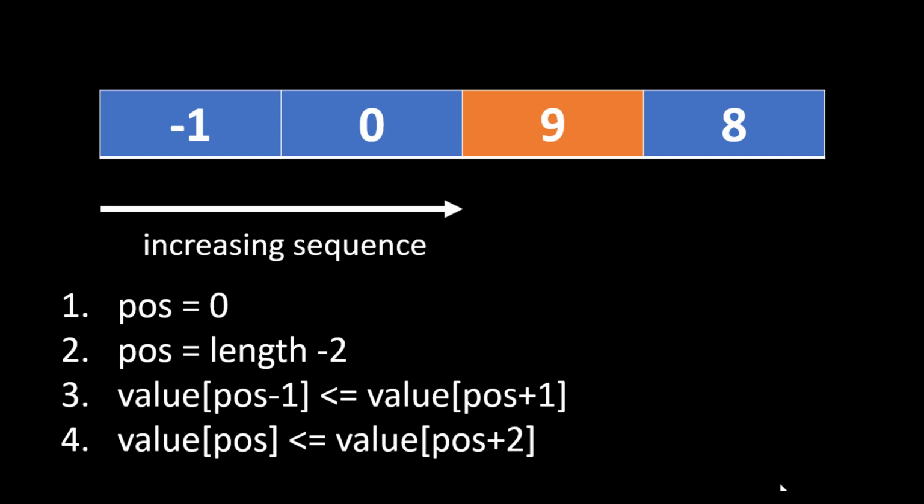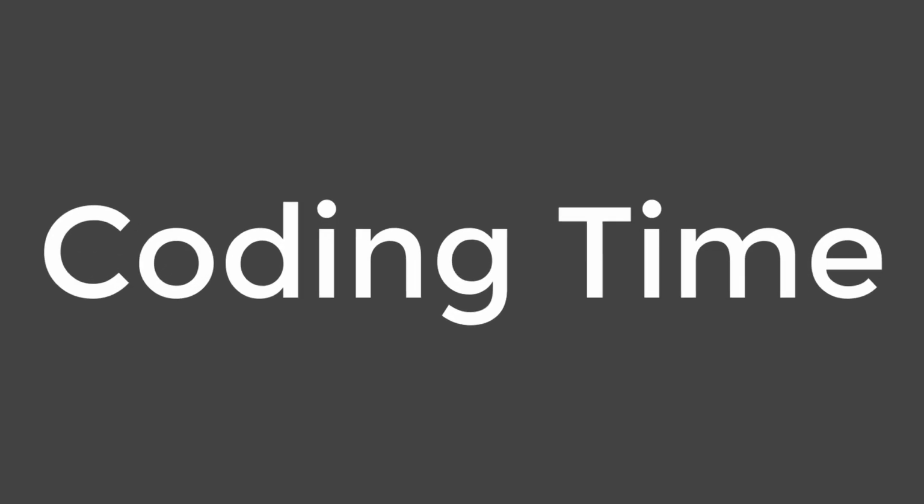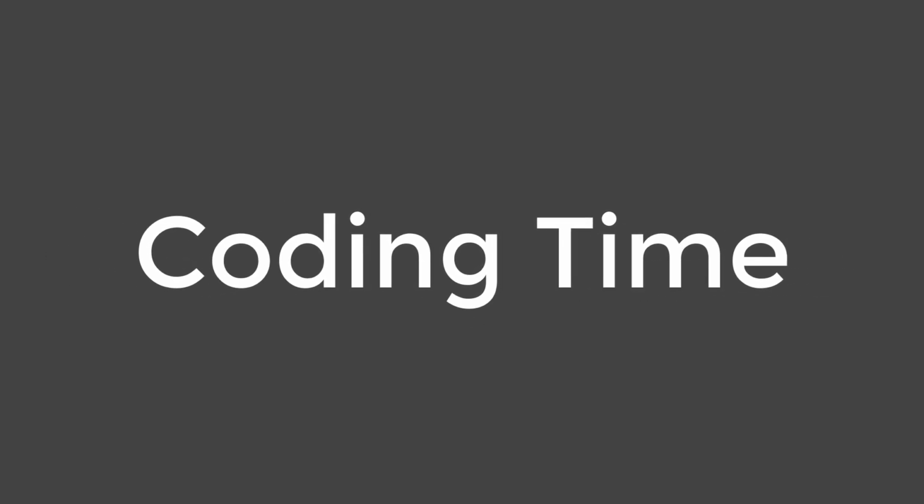So hence the two more conditions: if the position is 0 or the position is length minus 2, then we can get an increasing array. So these are the four main conditions that we need to take care of. And now we will jump on to code this particular approach and see if that works or not.